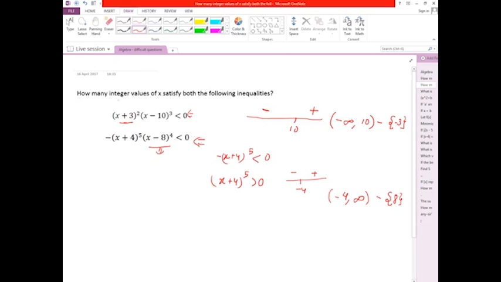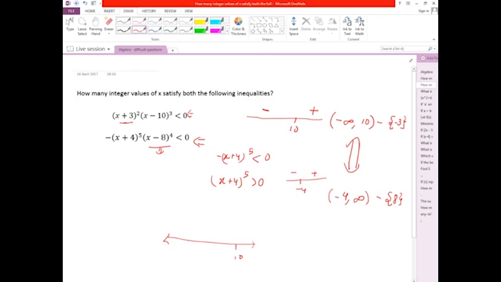The question is asking how many integer values of x satisfy both the following inequalities. So how many integer values? So the overlap between this and this solution. You can draw on a number line also. Ideally, you should be able to do it mentally. We'll just try and see.